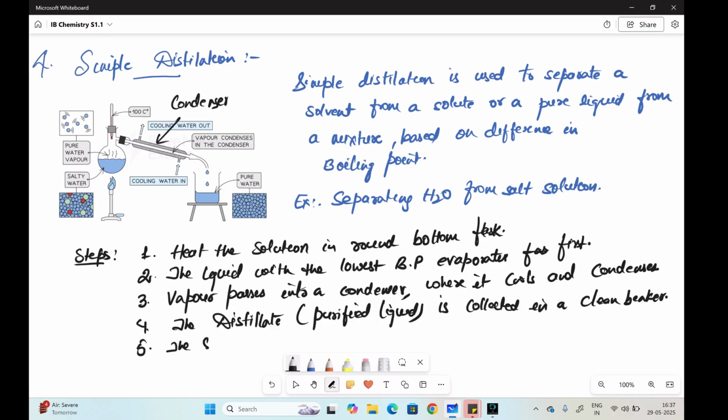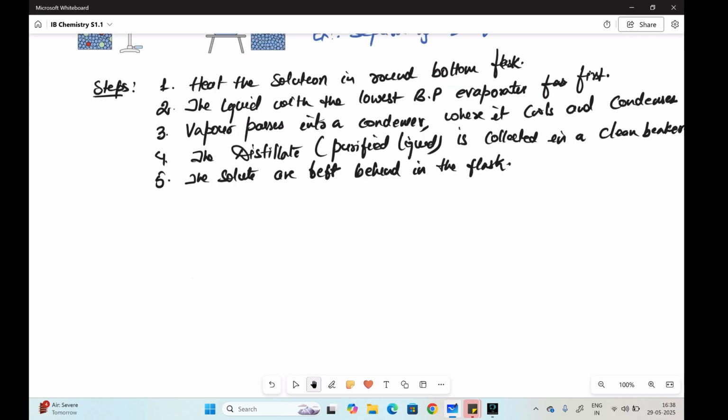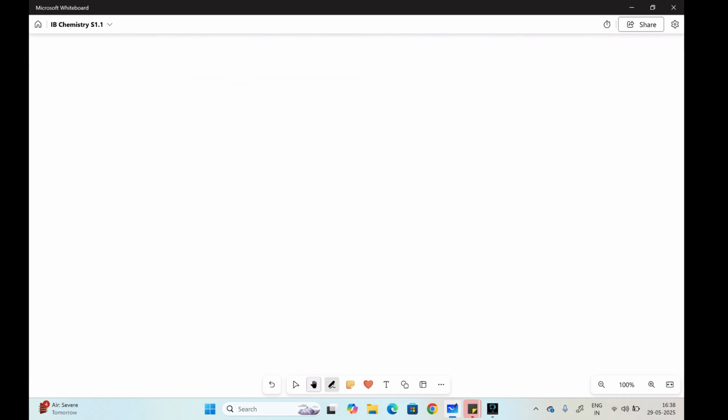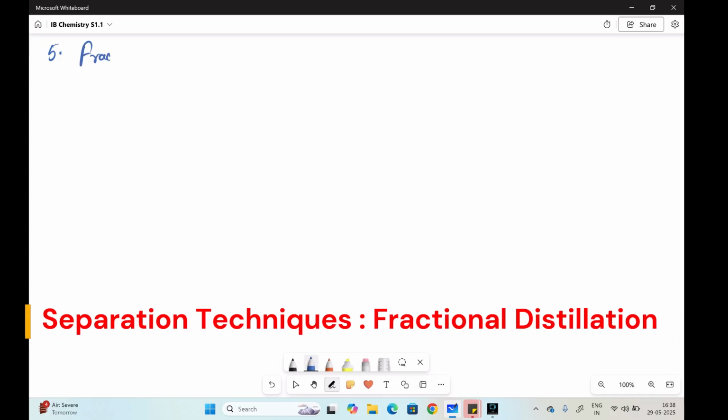So you can say that the solute is left behind in the flask. Right? So that is the simple method. In the same way, we have fractional distillation. Let's talk about the next separation technique. Fractional distillation.